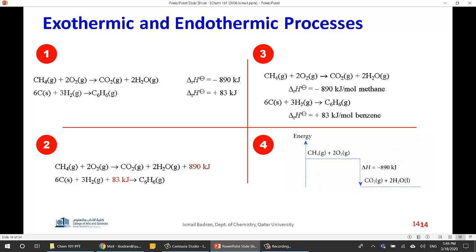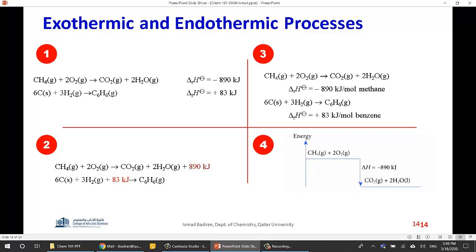For endothermic reactions, let's go back to case 1 here. Let's say 6 carbon solid plus 3H2 gas goes to C6H6 to form benzene. This is the formation of benzene reaction. This is endothermic, so delta H for it is plus 83. If you want to bring this number into the reaction itself, since this is endothermic, the reaction will absorb heat and you put it in the reactants. So in that case, 6C plus 3H2 plus that 83 kilojoules will produce benzene.